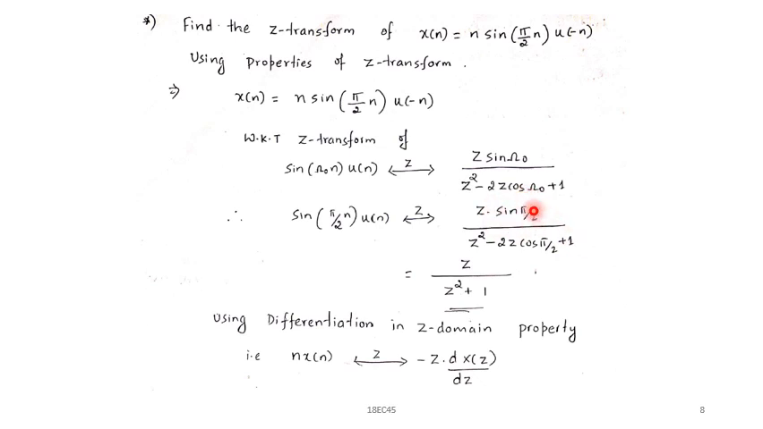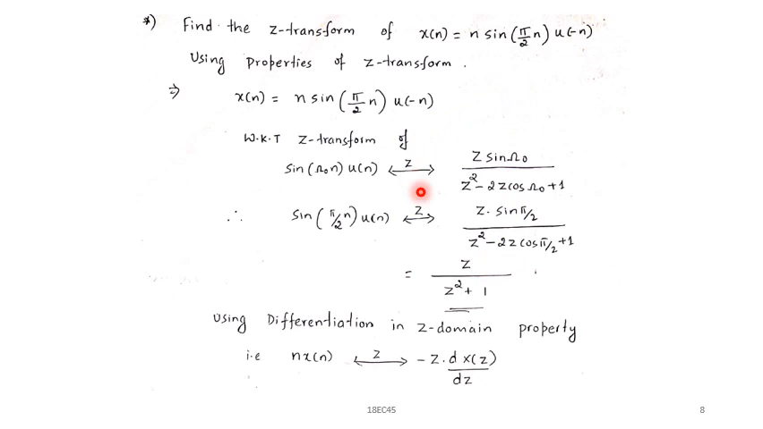What is sin(pi/2)? Sin 90 degrees is 1. What about cos(pi/2)? Cos(pi/2) is 0. Right? So this particular term will become 0, 0 times 2z is 0. Therefore, my equation is z divided by z square plus 1.